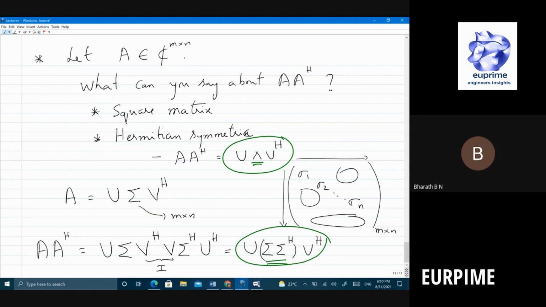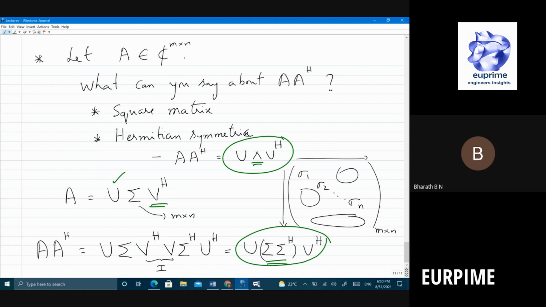Okay. Now how do you find U? One way is the following, right? You take A Hermitian, do eigenvalue decomposition. The matrix U that you get is the U matrix of singular value decomposition. You get this. How do you get V? Any idea? What do you do?